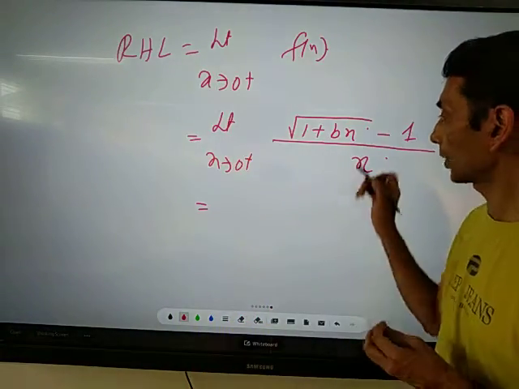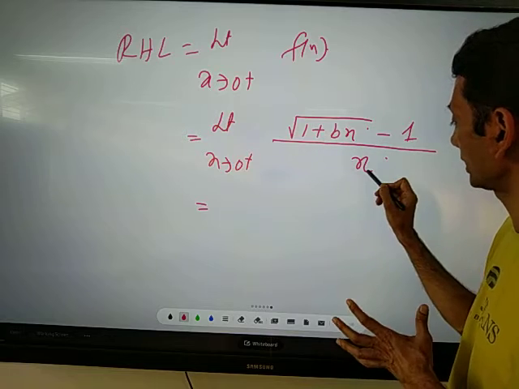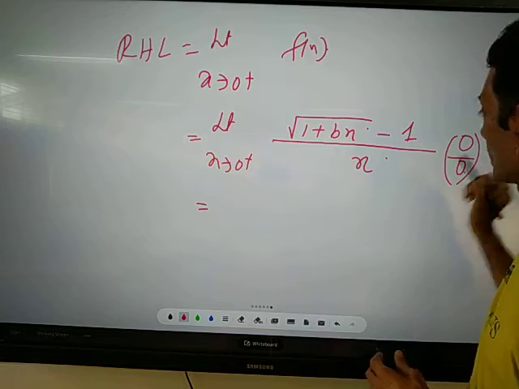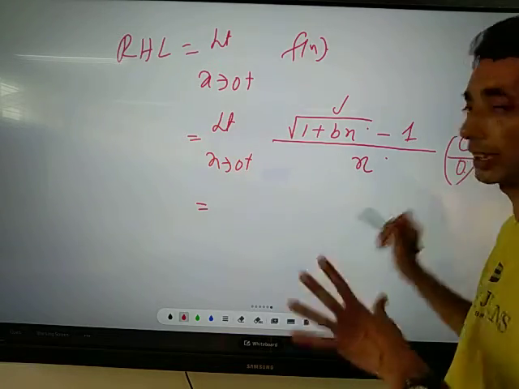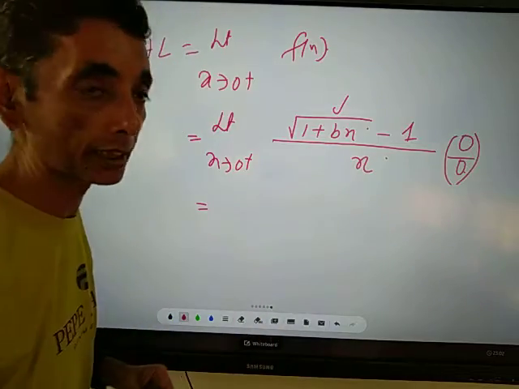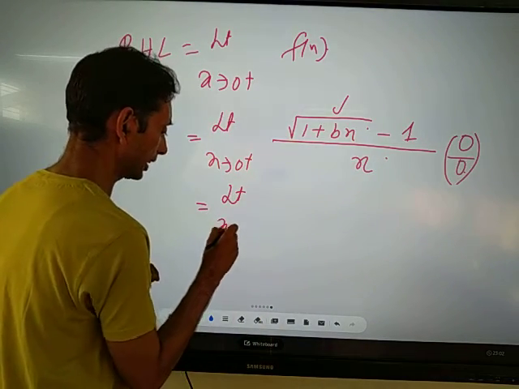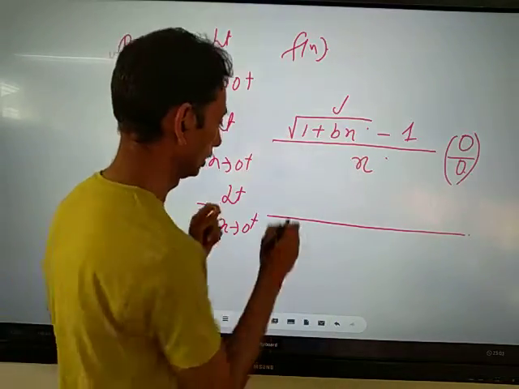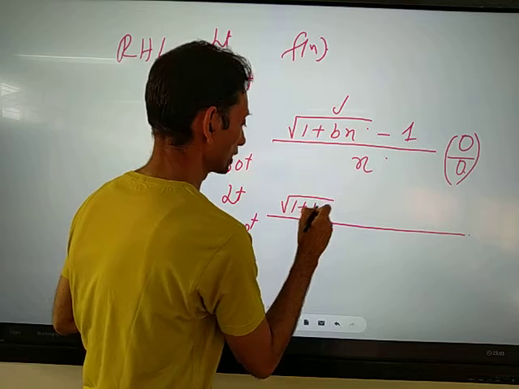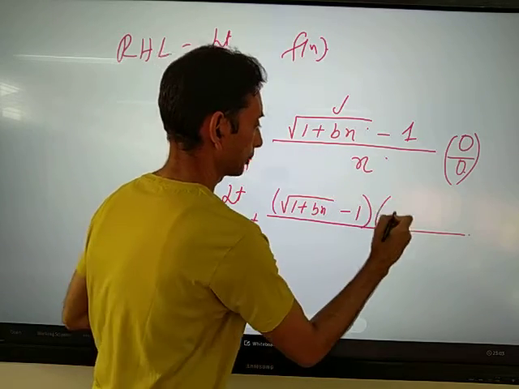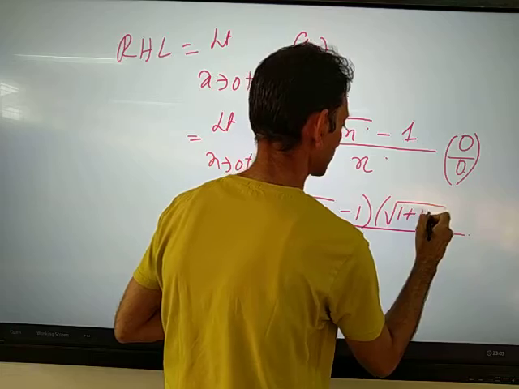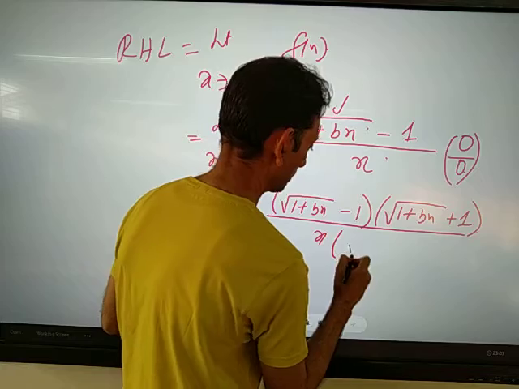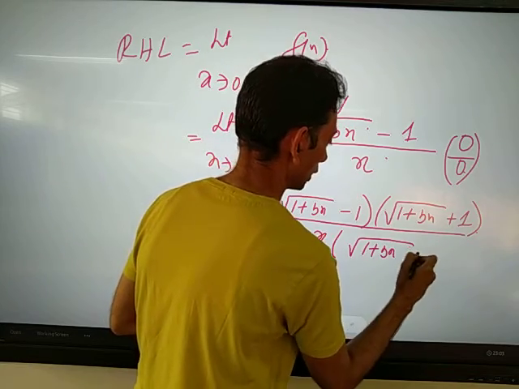Let's check the form. For x approaches 0, this will be 1 minus 1 and the denominator also 0. So it's given in 0 by 0 form. This has irrational terms and it is in 0 by 0 form, so we need to remove the indeterminate form. How can you remove it in this case? We'll just try to rationalize the numerator. So we multiply the numerator root 1 plus bx minus 1 by root 1 plus bx plus 1, and therefore the denominator also has to be multiplied by root 1 plus bx plus 1.